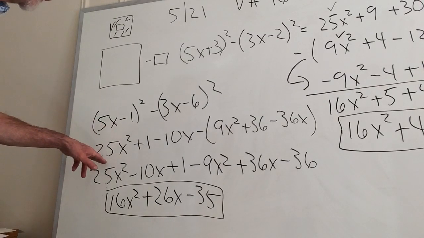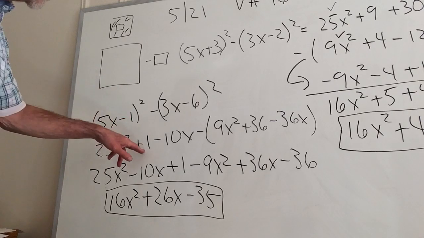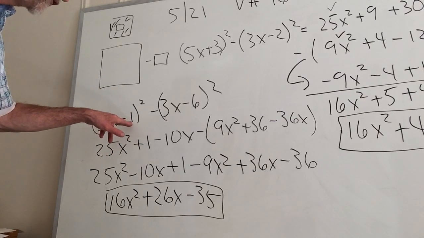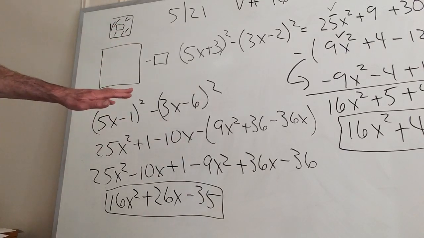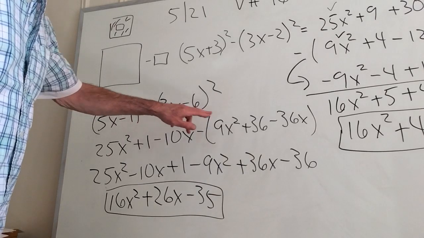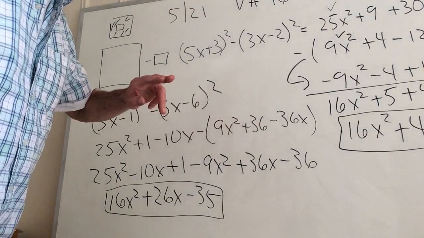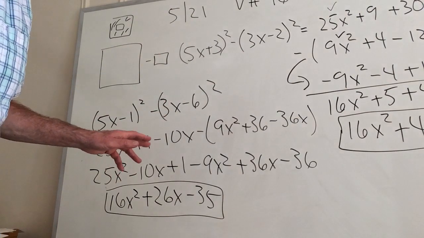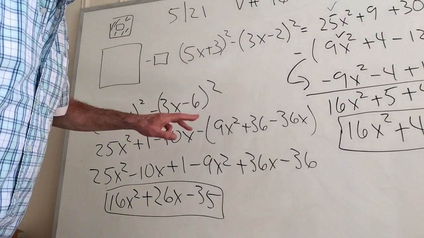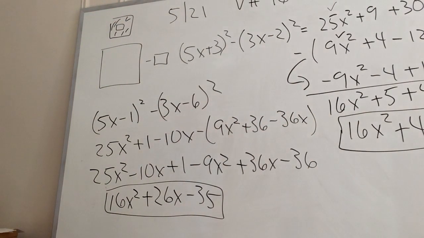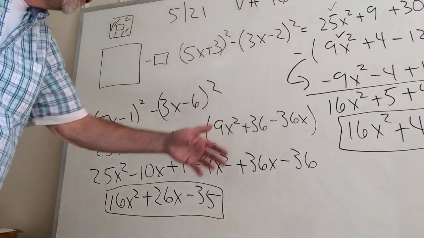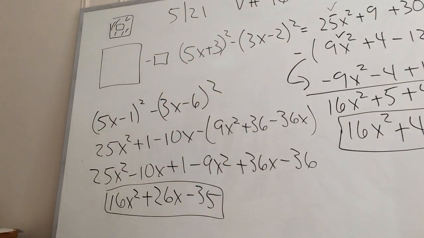5x squared is 25x squared. 1 squared is 1. 5 times 1 is 5 times 2 is 10. The middle is negative. Got it, no problem. Do it in my head, no problem. 3x squared, 9x squared there. 6 squared is 36. See how important perfect squares are? And 3 times 6 times 2 is 36. And of course, as has been explained to you, the negative sign. Doing the equivalent of what I did over here. Flipping everybody, combining my terms and getting the answer. You can check me anytime.